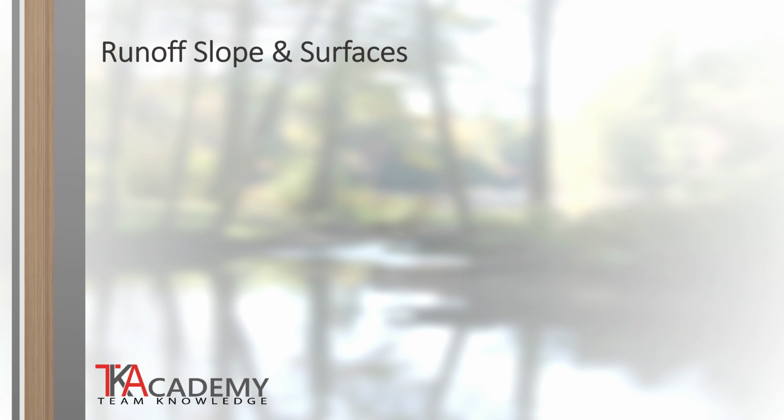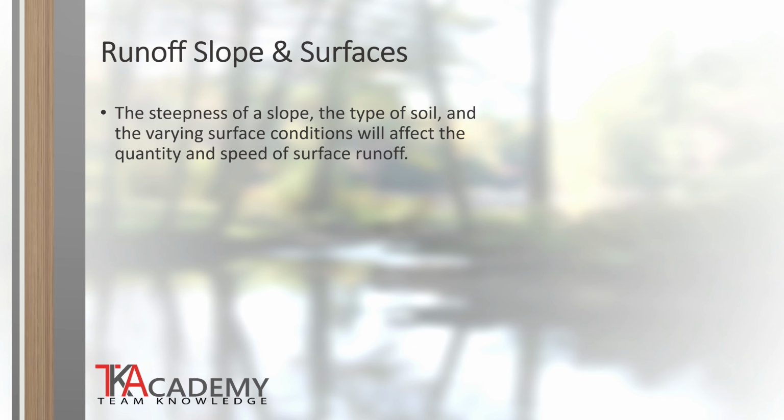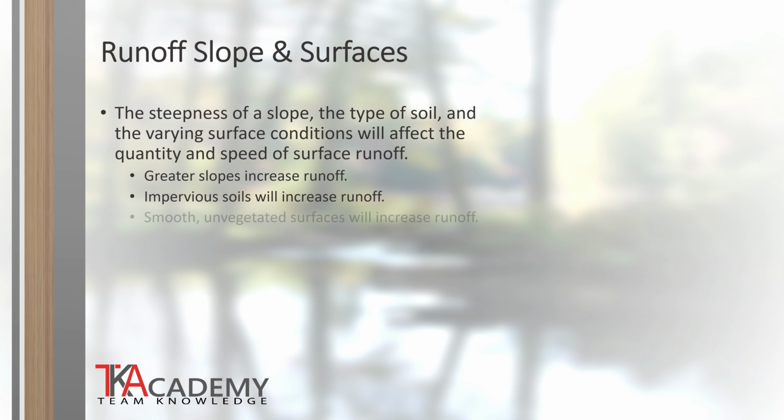There are numerous factors that will affect the rate and quantity of runoff from the ground surface plane. Factors such as the steepness of a slope, the type of soil, the amount of vegetation, and other varying surface conditions will affect the quantity and speed of surface runoff. For example, steeper slopes, impervious soils or surfaces such as an asphalt parking lot, or smooth unvegetated surfaces will all increase the amount of runoff.